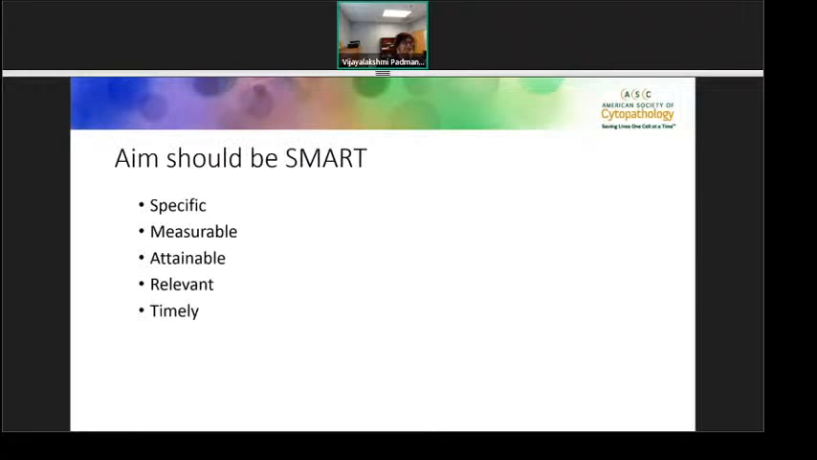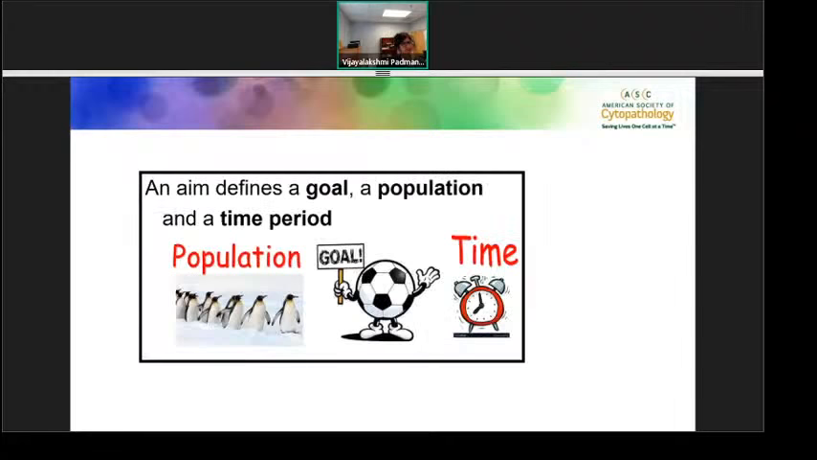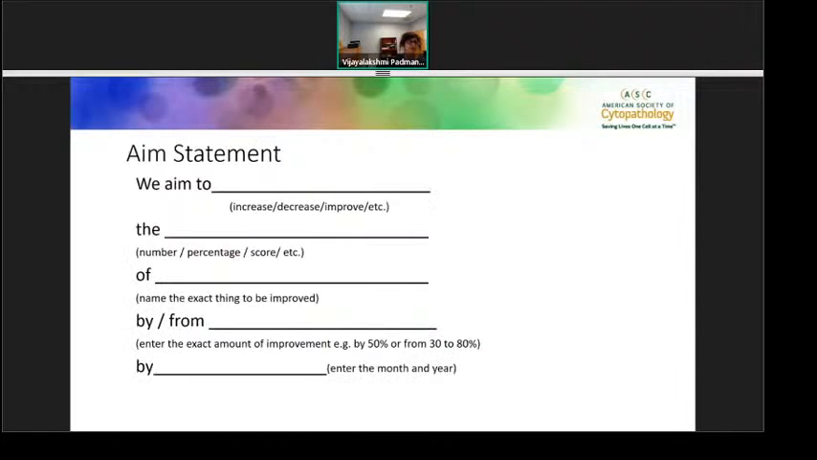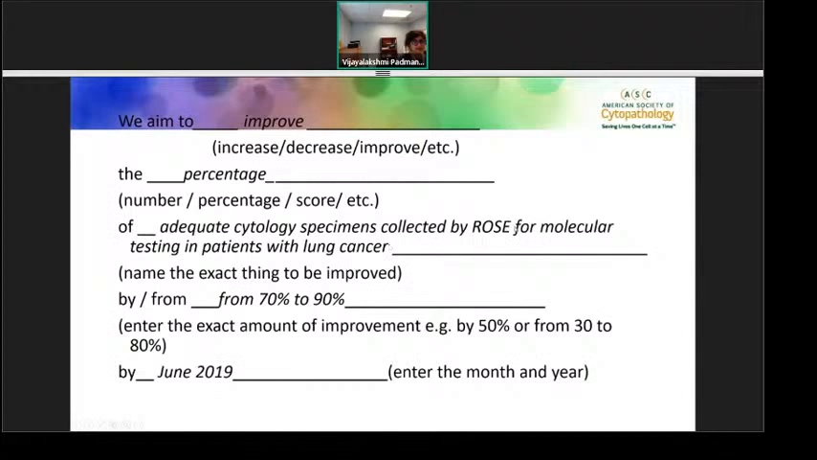Okay, defining the aim. Aims should be very SMART. They should be specific, measurable, attainable, relevant, and timely. And you have a population, you have a goal, and you have time. So these three are a must for any aim statement. So we aim to, what are you aiming to do? Decrease, for example, wait times, or increase whatever you're trying to increase, the percentage of, for us, specimens that were adequate for molecular testing, which we had collected with rapid on-site evaluation. We're increasing it from 70% to 90%.